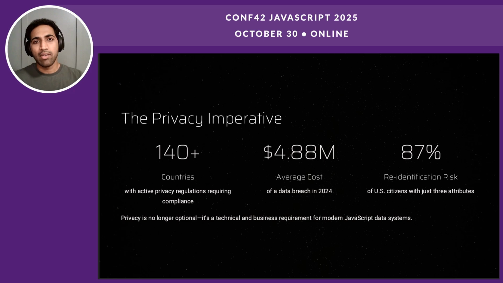Currently, we have about 140 countries which have strong privacy regulations. And the average cost of a data breach is in the millions, about $5 million in 2024. And that's a pretty high price for any firm to take on. And the scary part is, out of the data that was lost or stolen, 87% of US citizens can be identified using simply three attributes like zip code, date of birth, and gender.